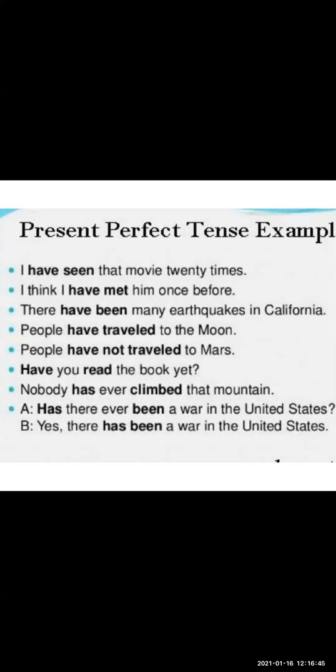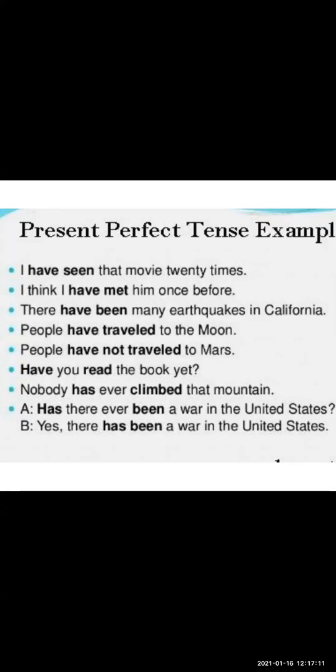When you inform another person of this, how would your sentence be? Your sentence would be: I have seen that movie 20 times. I have shows the present tense, and seen shows that you've already done it. The action has already happened. So these sentences are examples of the present perfect tense.